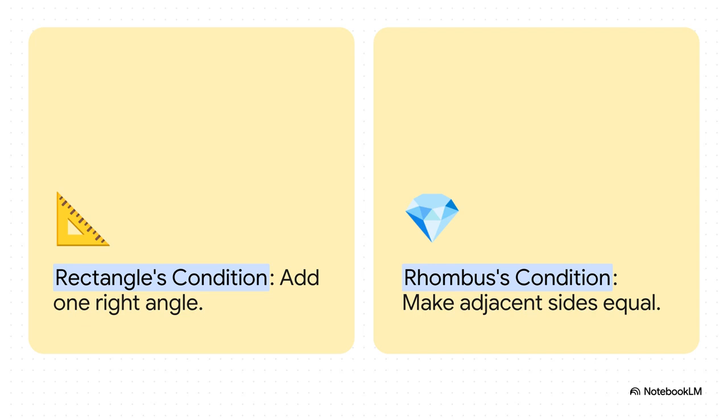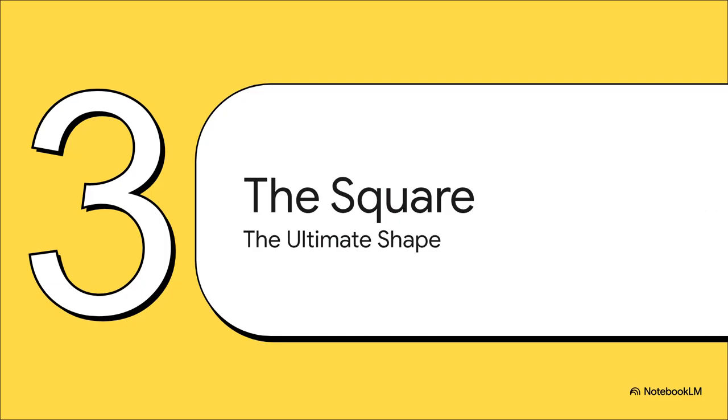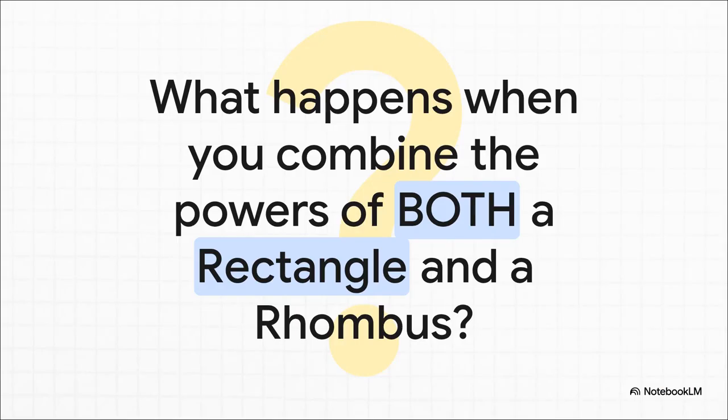Two simple little changes, and we get two very different shapes. Okay, so if the rectangle and the rhombus are the children, what do you think happens when those two family lines finally come together? Well, you get the grandchild, the ultimate shape that takes the absolute best of both worlds. Seriously, think about it for a second.